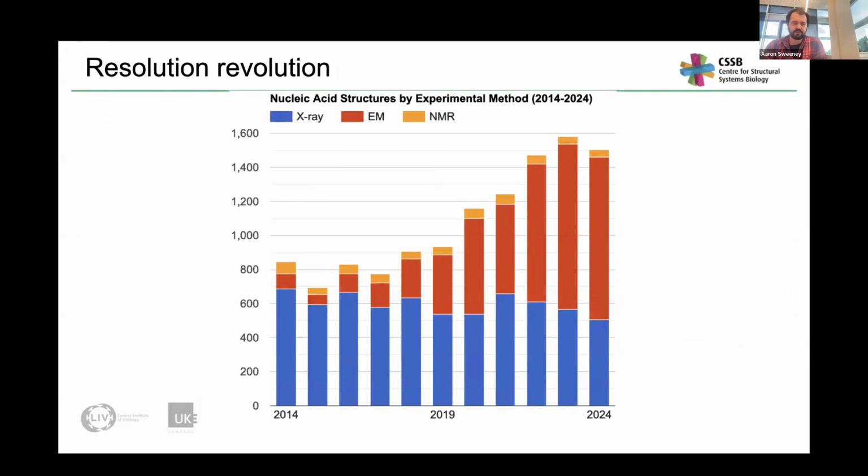With this resolution revolution, we can also see that CryoEM has become the sort of favored technique now for solving nucleic acid structures. So we can see that today, in fact, the majority of depositions of nucleic acid containing molecules are coming from CryoEM.